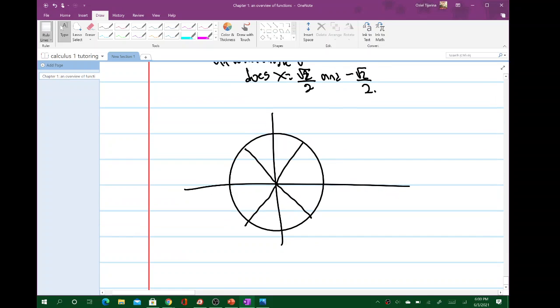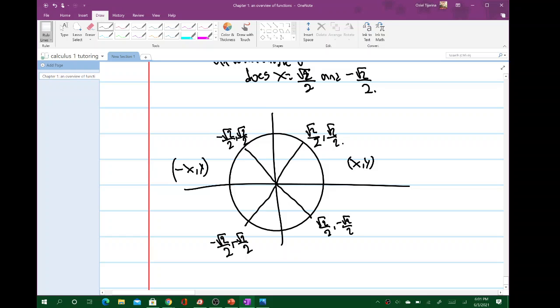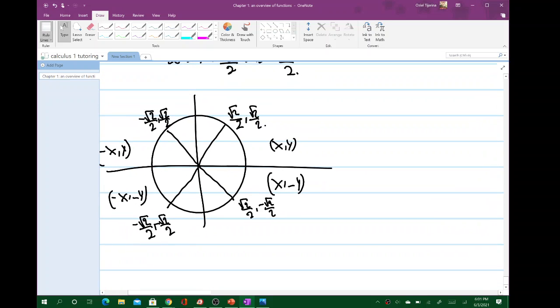Okay, yes. So here we would have negative square root 2 over 2, comma square root of 2 over 2. This would be negative square root of 2 over 2, comma negative square root of 2 over 2. This would be square root of 2 over 2, comma negative square root of 2 over 2. And then this would be square root of 2 over 2, comma square root of 2 over 2. Because remember, this is x, y, this is negative x, y, this is negative x, negative y, and this is x, negative y, okay? We must remember the sign of each of the following, okay?